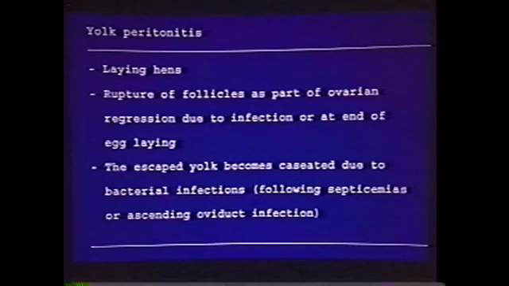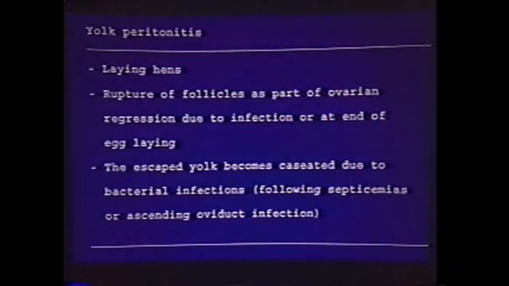But in the presence of bacterial infection, the ruptured yolk that has escaped into the abdomen will become caseated like this. Bacteria either ascend from the cloaca up into the oviduct, or a systemic infection eventually reaches the ovary, causing rupture of the ovarian follicle and caseation of the escaped yolk. So the infection is either ascending or following septicemic bacterial infection.